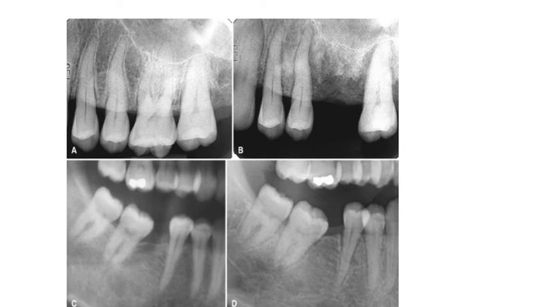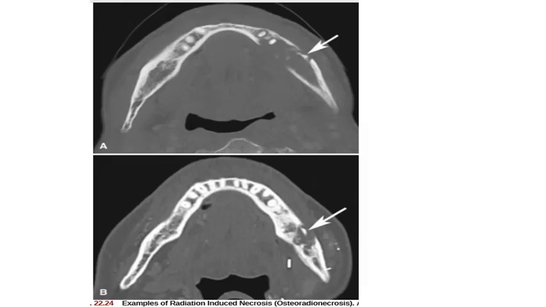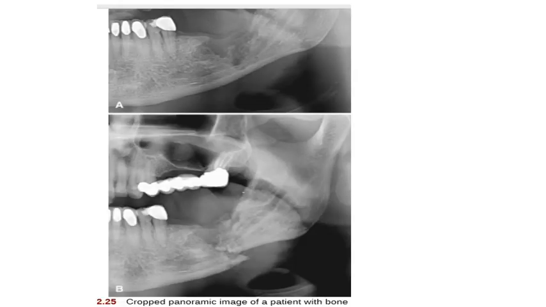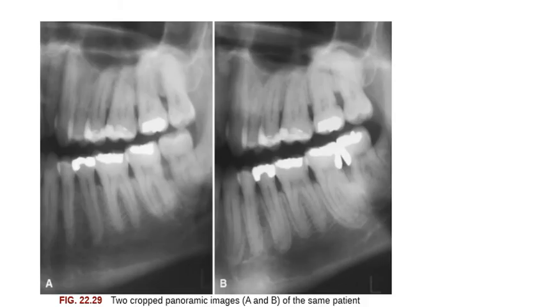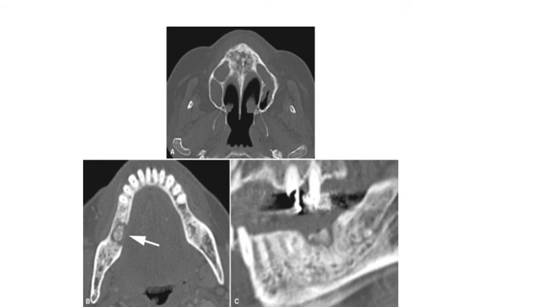In some cases, the radiologic changes may demonstrate similar appearances to medication-related osteonecrosis of the jaw bones, and especially the chronic phase of osteomyelitis. So this diagram shows an example via multi-detector computed tomography imaging.